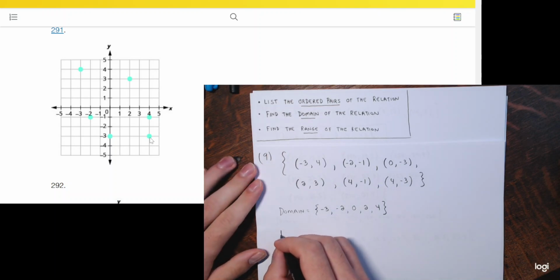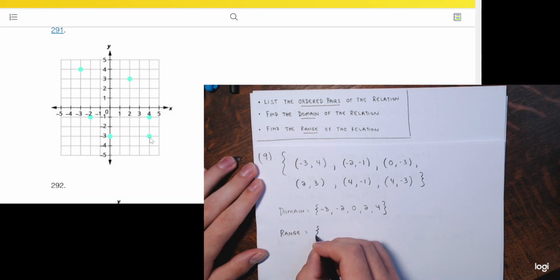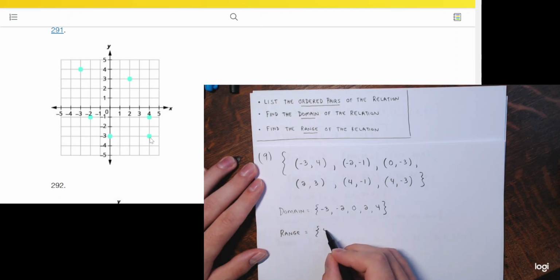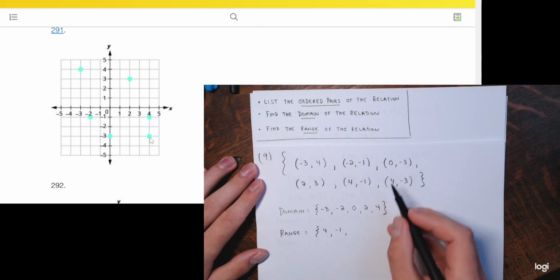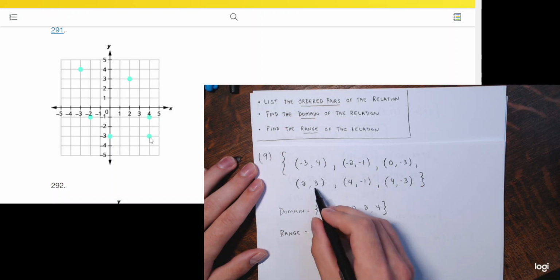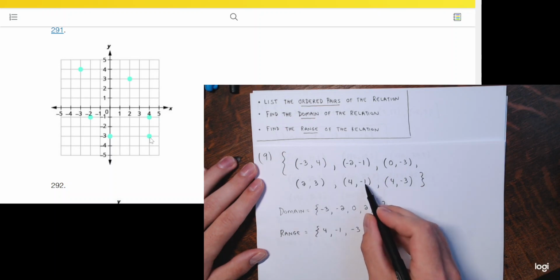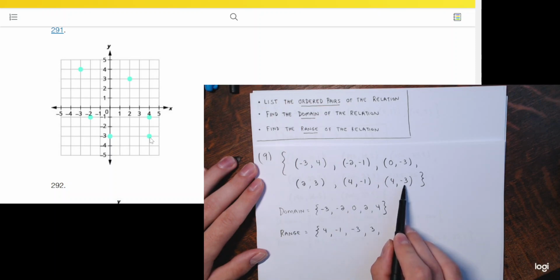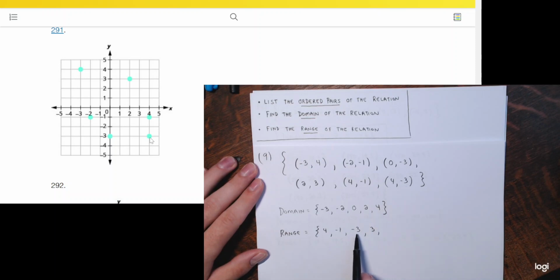And then the range, right? The range is all the y coordinates, all the second values. Again, without repeating anything. So first ordered pair, you got a y coordinate of 4. Then second ordered pair, you got a y coordinate of -1. Then -3, and +3. Now -1 I've already written, so I'm not going to write it again. -3 I've already written, so I'm not going to write it again. So that's it, just these 4 values.